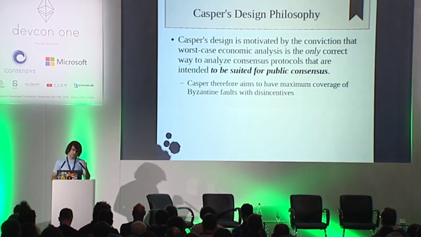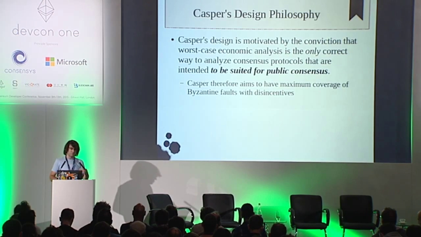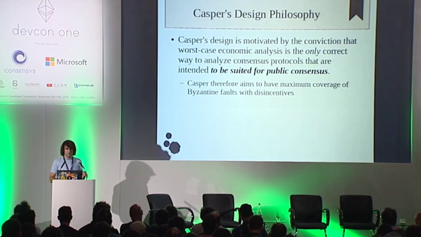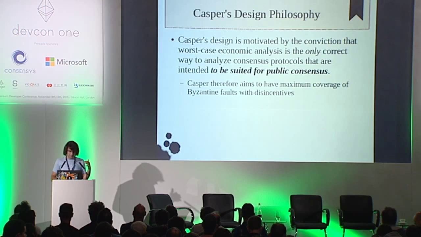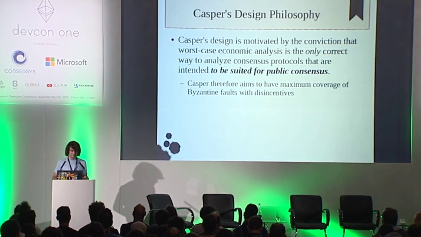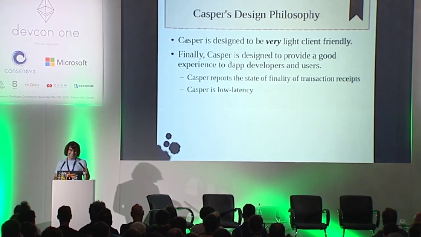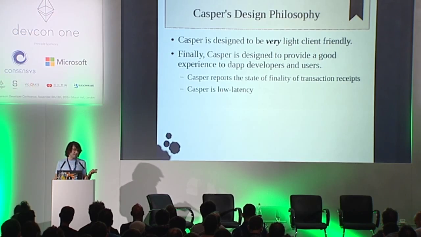So this is the first and most important design goal of Casper. We want to make it expensive for an adversary to bribe a rational majority of nodes to undermine the protocol. So we want to cover the space of Byzantine faults with disincentives. That's important, but not in bold. Another key design goal is that it should be light client friendly. And then the last design goal is that it should be good for users and application developers.